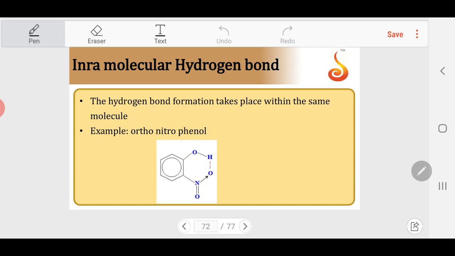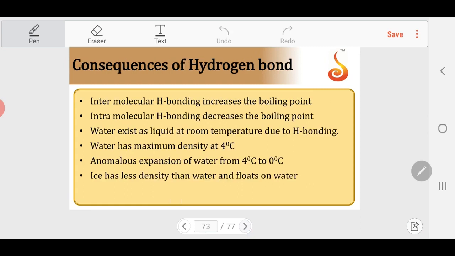In the case of intramolecular, you can see very clearly it's a phenol, ortho-nitrophenol. The OH group is there, this H is bonded to oxygen through a sigma bond, and the nitro group also has one oxygen which is in the same molecule. These are held by a hydrogen bond. So intramolecular hydrogen bonding is within the molecule. What are the consequences of hydrogen bonding? Very important: intermolecular hydrogen bonding increases the boiling point, intramolecular hydrogen bonding decreases the boiling point.